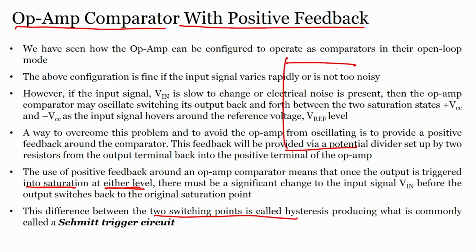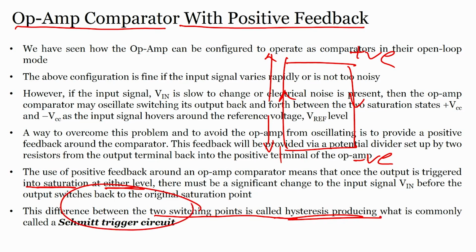It will go here, it will come back here, right, like this you will see the signal, and let us say this is positive saturation, this is negative saturation. So, the op amp will oscillate between these 2 points, and this is nothing but your hysteresis producing what is commonly called a Schmitt trigger circuit. So, the multivibrator is also called a Schmitt trigger circuit.